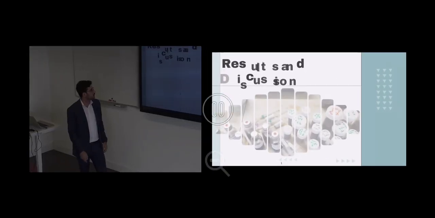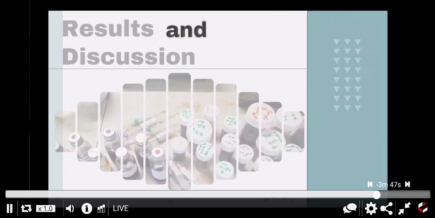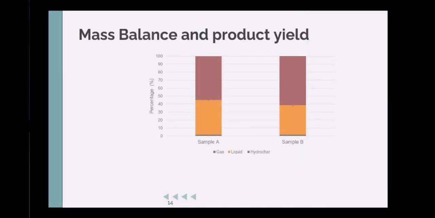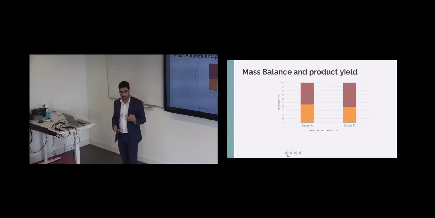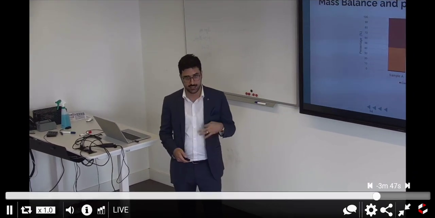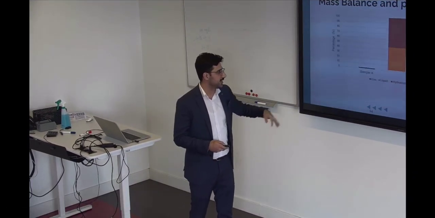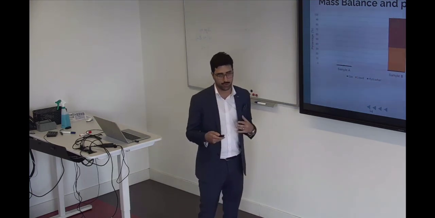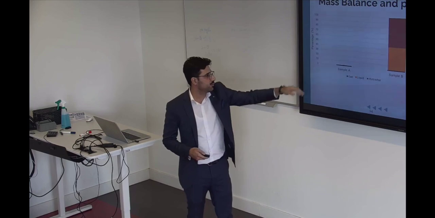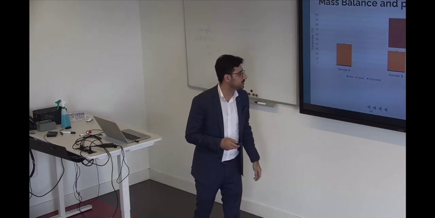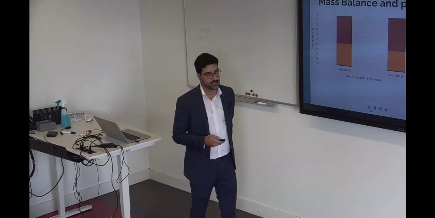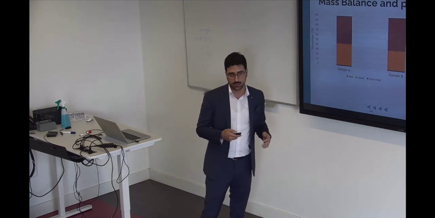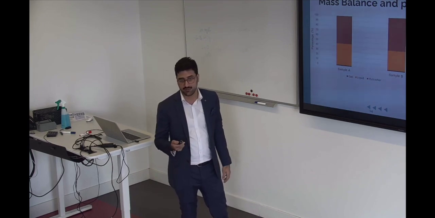So you can see that in the results and discussion we have sample A and sample B. Sample A was run in the HTC 3 times, and sample B was run in the HTC 3 times. So we get the gas percentage, which is almost 2%, and then we have the liquid percentage that was approximately 40% to 45%, and then we have the solid yield percentage, which goes from 55 to 64%.